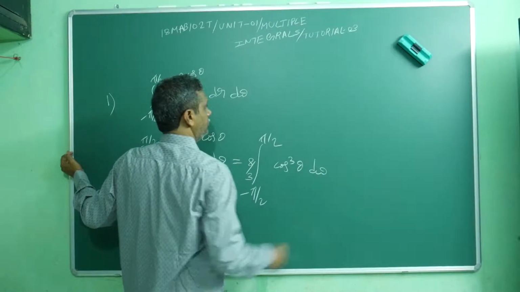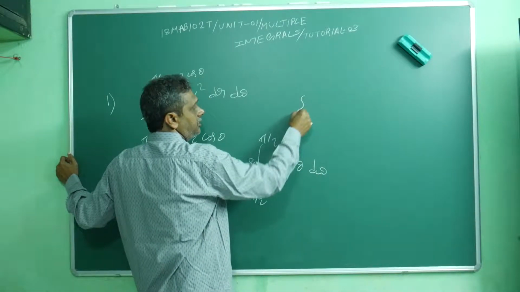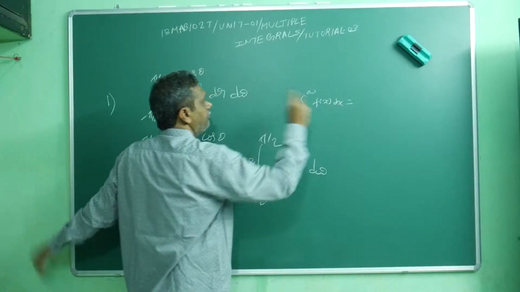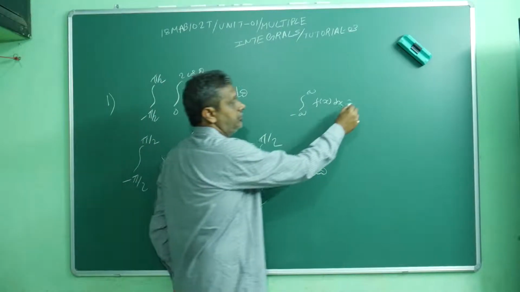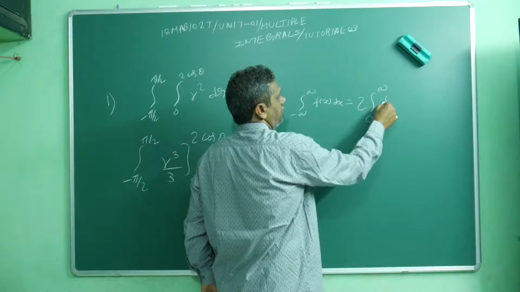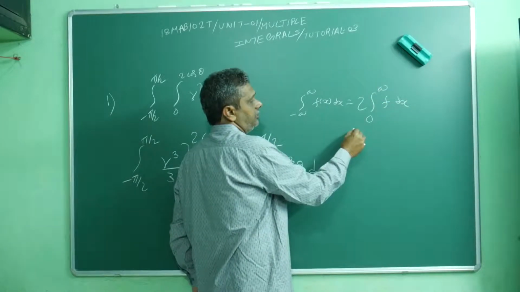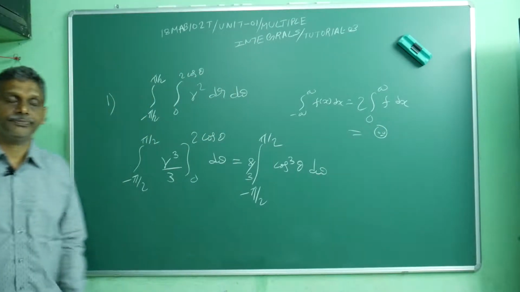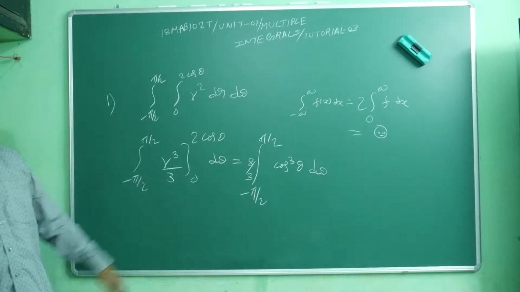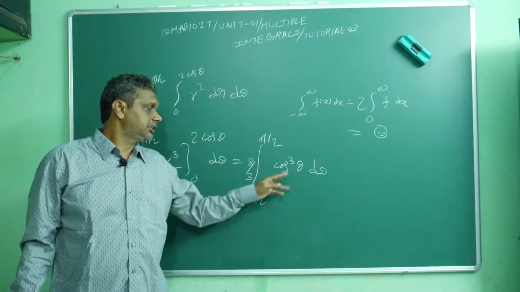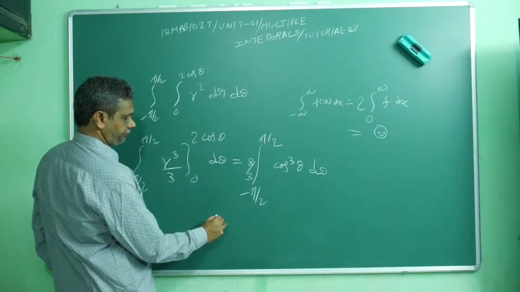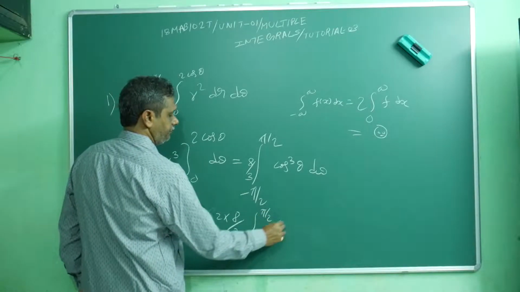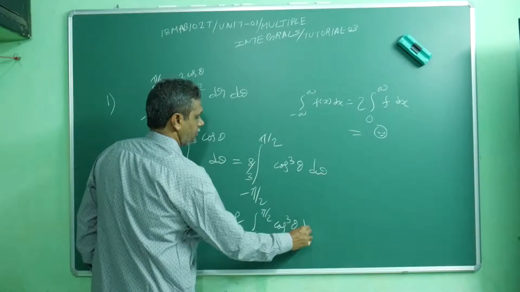d theta. We have an integration formula you already studied: integral from minus a to a of f of x dx. If f is an even function I can write 2 into 0 to a of f dx, correct or not? If it is odd, the whole integral vanishes. Now suppose we change theta to minus theta, there is no change, so this is an even function. How can I write this? 2 into 8 by 3, 0 to pi by 2, cos cube theta d theta.